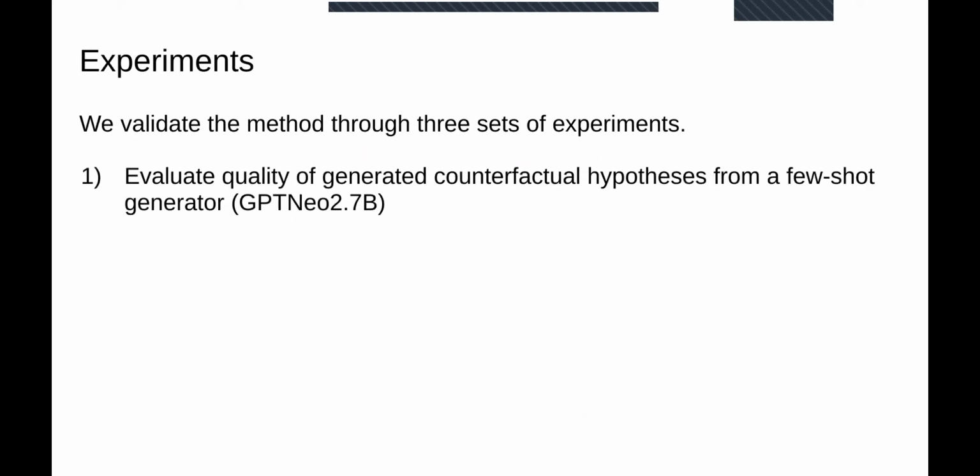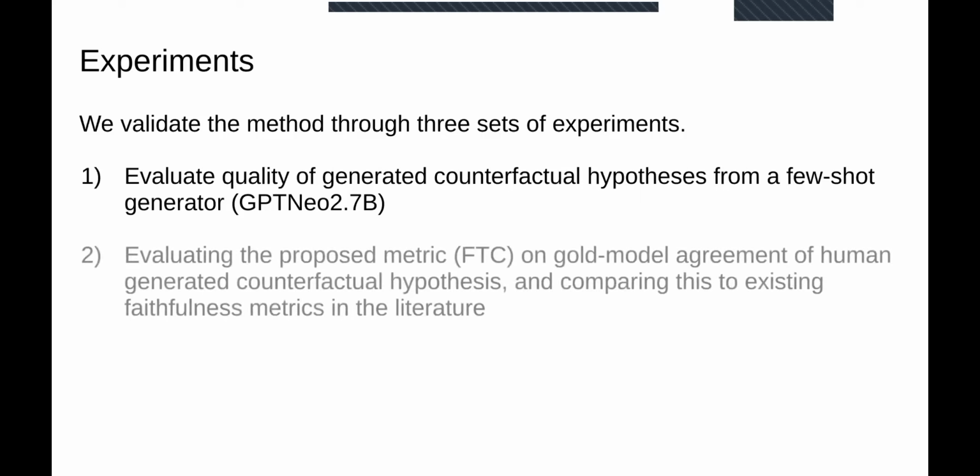Okay, so experiments. I've finished the core idea of the approach. Now I'm moving on to experiments which validate whether this idea actually makes sense and whether it actually works. We validate the method through three sets of experiments. The first is to evaluate the quality of the generated hypothesis using a few-shot generator. Just given a few examples of how to do the extract and transform step, which I just showed, how well can GPT do this? And it's a small GPT, not the 175 billion one.